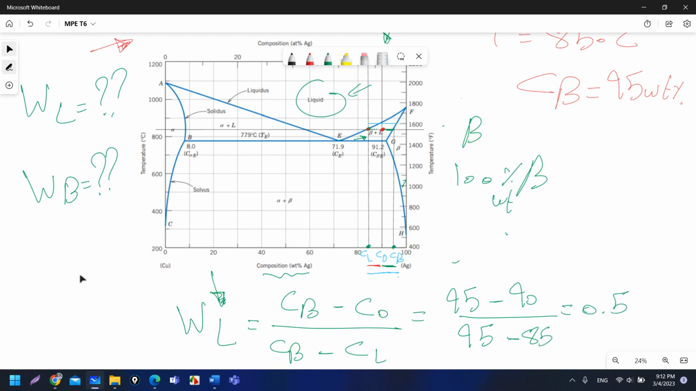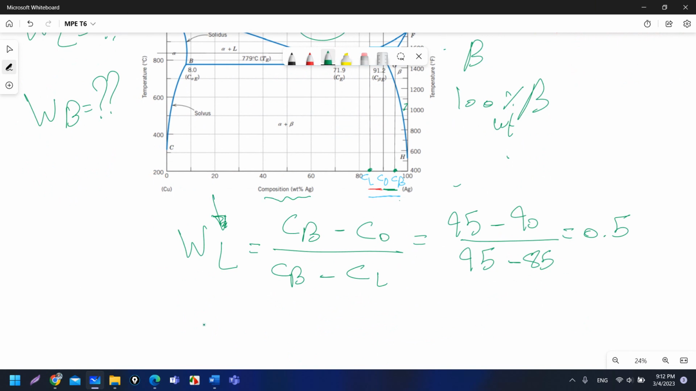If I want to calculate the weight fraction of beta, it is directly 1 minus 0.5. It is the remaining. The addition of both of them, the weight fraction of liquid and the weight fraction of beta, must be equal to 1. So it is 1 minus 0.5, which is 0.5.